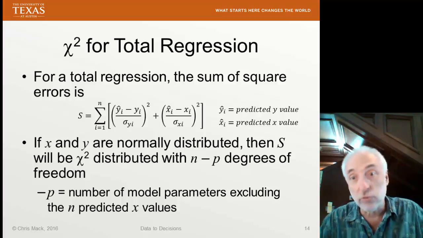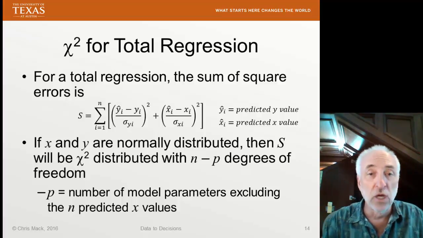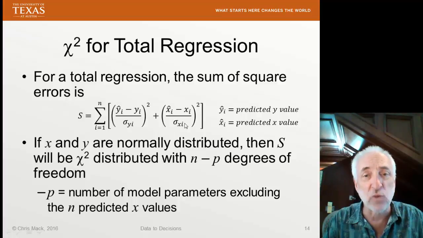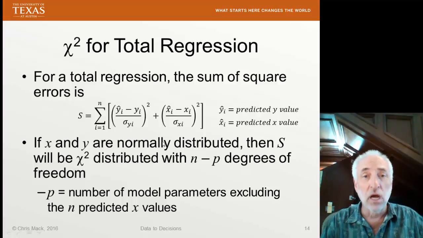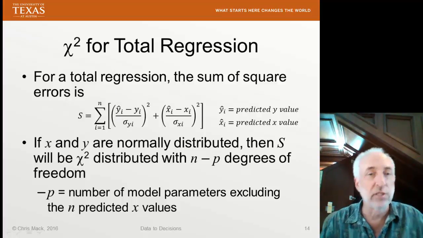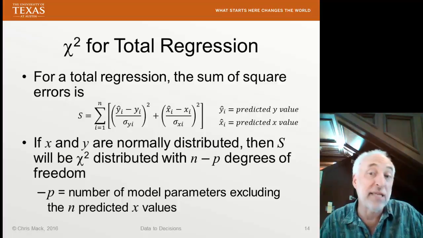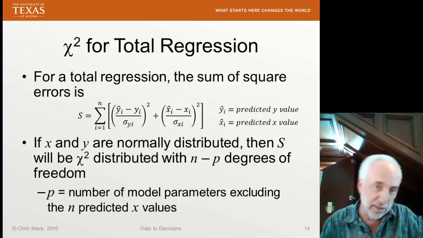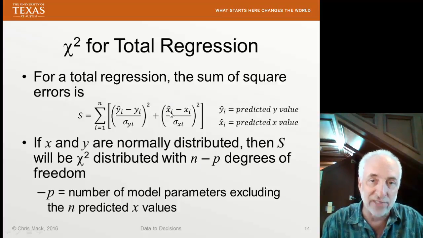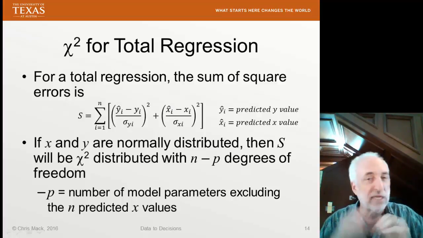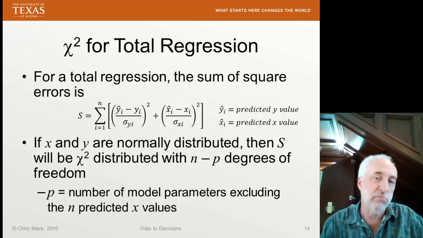And finally, chi-square for a total regression, same thing. In a total regression, we are summing up the errors in the y variables plus the errors in the x variables as well, squaring them and weighting them by 1 over the uncertainty in the y measurement and the uncertainty in the x measurement. So if we use this sum of squared errors, then this sum S will also be chi-squared distributed with n minus p degrees of freedom, where p in this case is the number of model parameters excluding the n predicted x values. So we don't think of these x hats as parameters in this chi-square distribution. So again, we can do a reduced chi-square, compare it to 1, just like before.